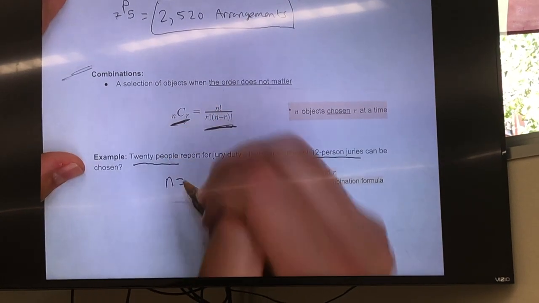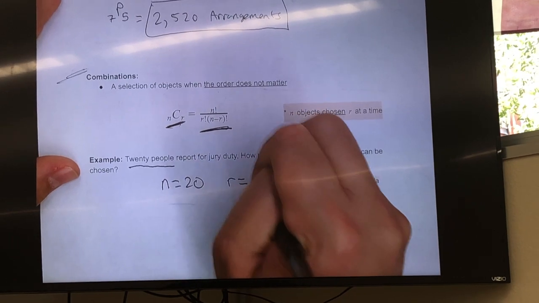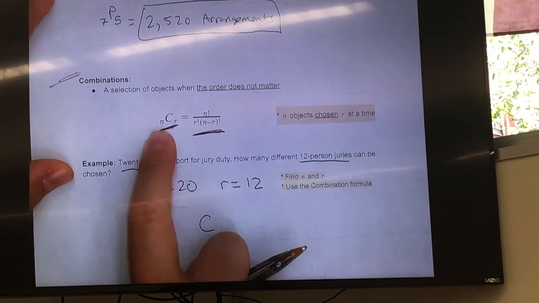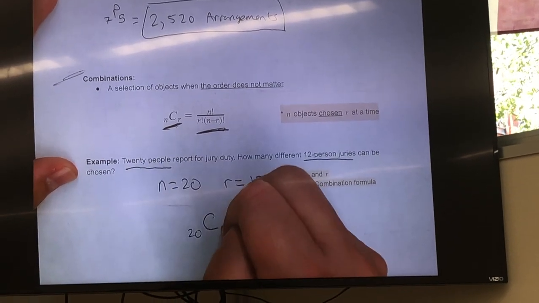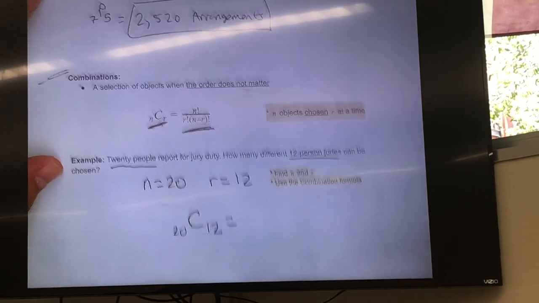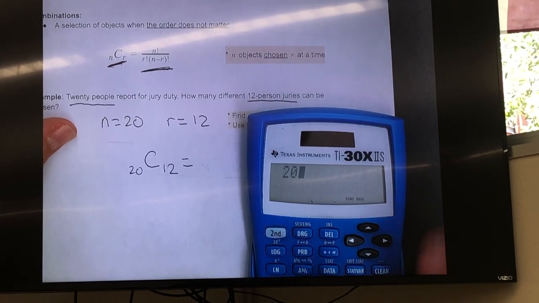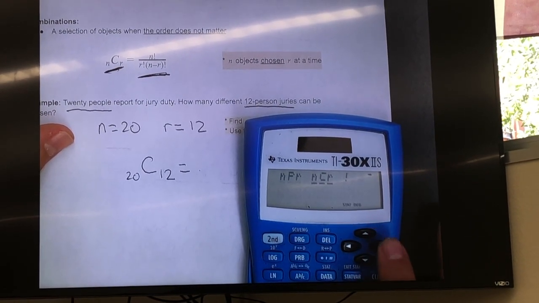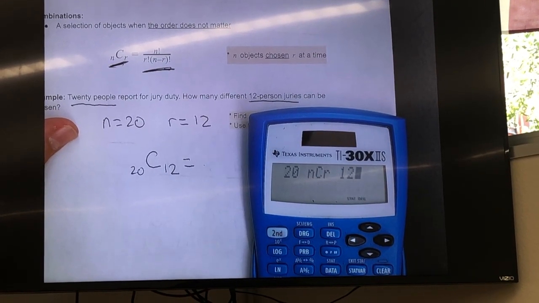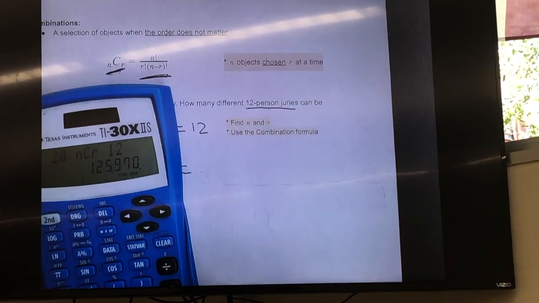So our N will equal 20 people. Our R will equal 12. We are going to be using the combination. Our N will be the 20, and our R will be 12. And then we are going to pull out and use our calculator. So 20, probability. I don't want permutation. Click it over. Now you see the nCr. 12, equals 125,970.